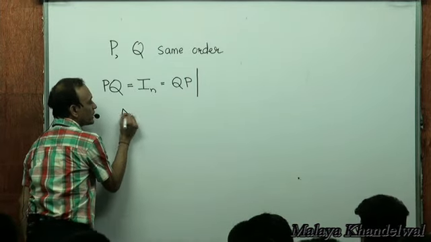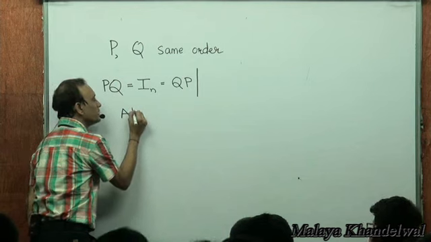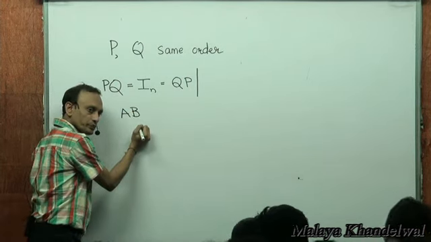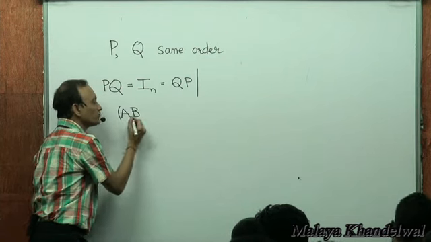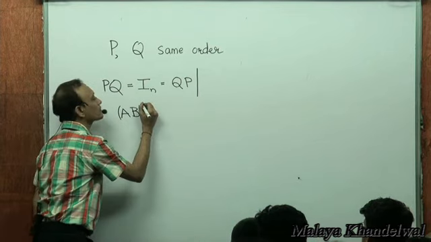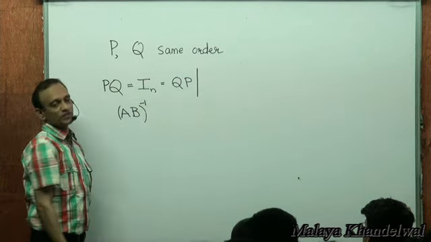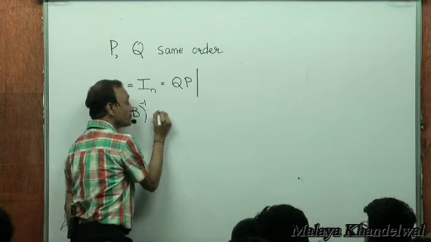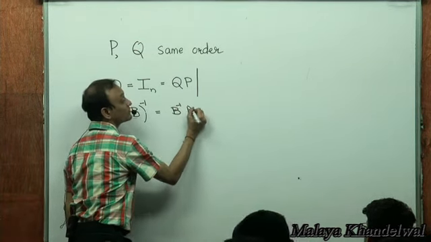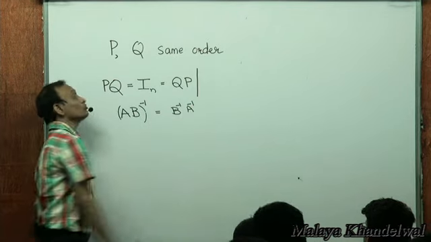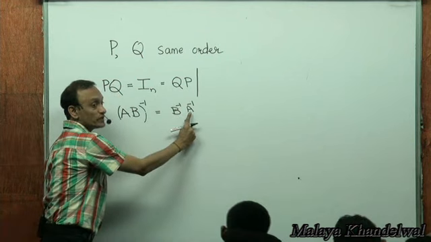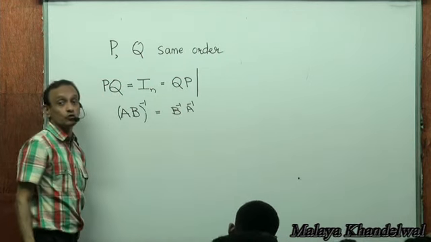A is a square matrix. B is another square matrix of the same order. Their product will also be a matrix. And if I have to find the inverse of the product, then this will be equal to B inverse A inverse. The rule of reversals will hold good. It will be the inverse of B into the inverse of A. Let's see how to establish this.